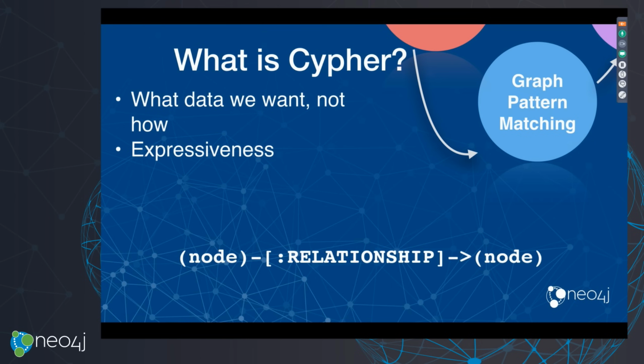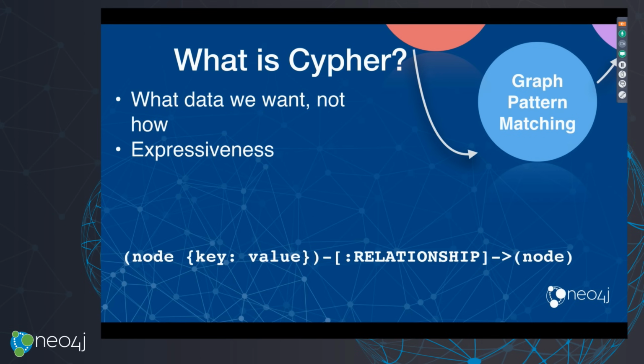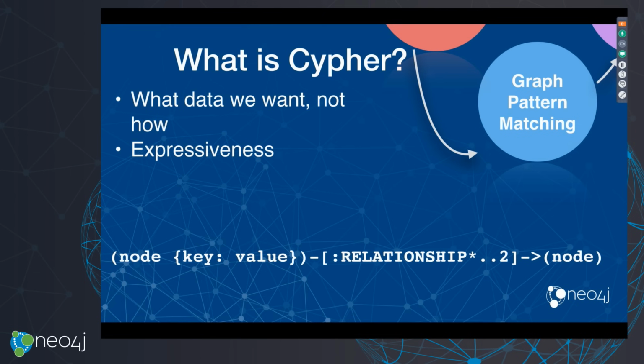Now that's the basic components of the graph pattern using this simple ASCII art representation, but we can of course express more complex patterns. We can express key value pair properties within curly braces. We can do things like express variable length paths by using this variable length operator on our relationship. So we can, in this case, traverse up to 2 relationships deep rather than just a direct relationship. And there's a lot more in that pattern matching that we can use for expressing very, very powerful graph queries.